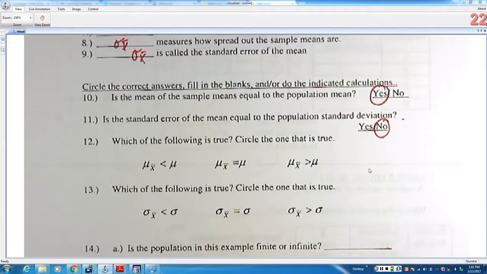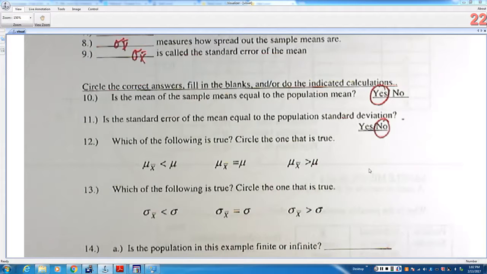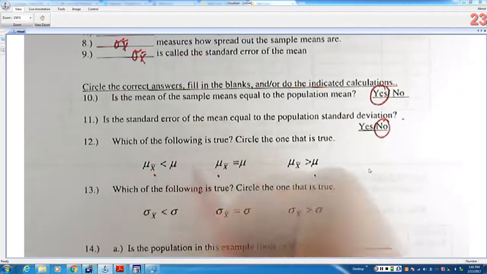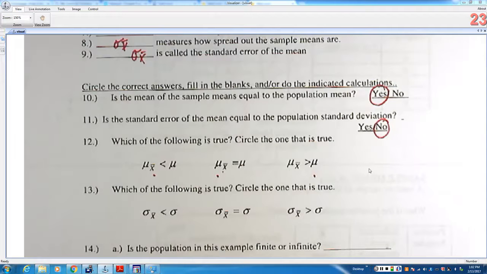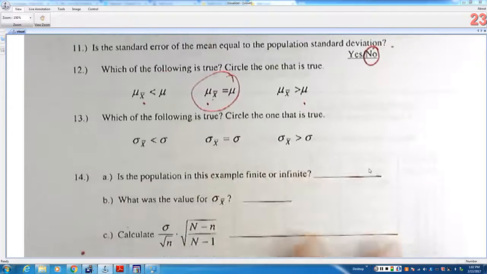Before we do that, let's look at this. Which of the following is true? The mean of the sample means is less than the population mean. The mean of the sample means is equal to the population mean. The mean of the sample means is greater than the population mean. They're equal, that's correct. Now look at this one. Which of the following is true? Less than. So it's going to be less than.